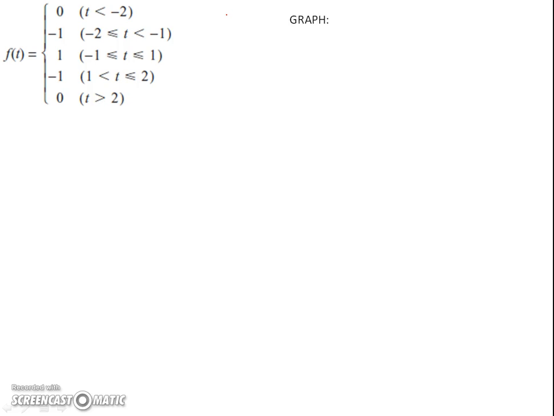So for the graph, we will have a graph like this. From t less than -2, f(t) will be 0. From -2 to -1, f(t) will be -1. From -1 to 1, f(t) will be 1. From 1 to 2, f(t) will be -1. And from 2 onwards, f(t) will be 0.